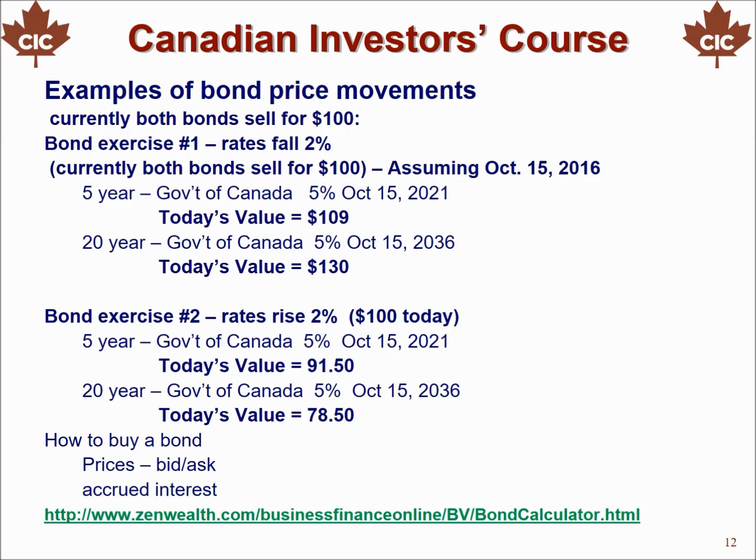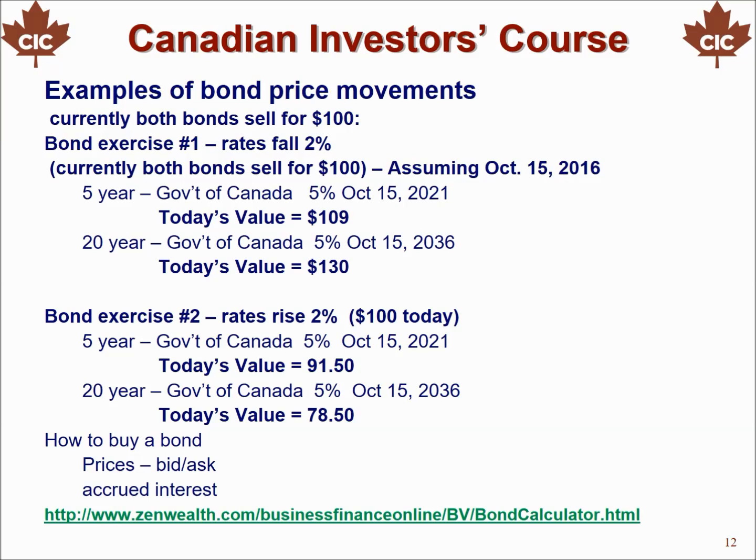Now, what happens if interest rates rise by 2%? Because that was when interest rates fell by 2%. If interest rates rise by 2%, that would mean that your $100 bond, the 5-year bond, would be worth something like $91.50, and a 20-year bond would be worth $78.50. In other words, completely unfavorable compared to the earlier case.